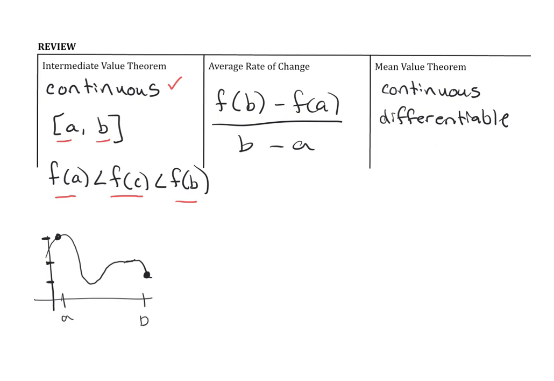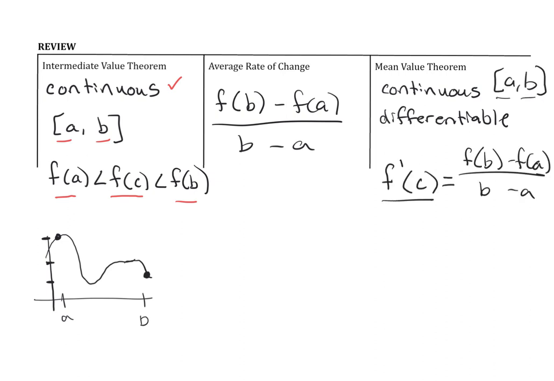And then the mean value theorem is when you have a function that's continuous and differentiable on an interval from A to B, and it just states that the instantaneous rate of change must equal the average rate of change at some point. So if you have the average rate of change from A to B, then at some point on that interval, the instantaneous rate of change equals the average rate of change.